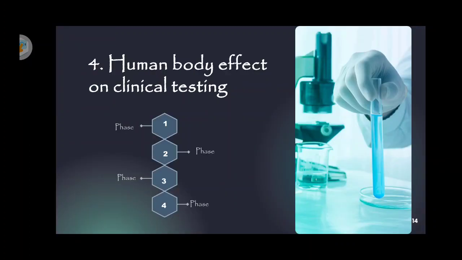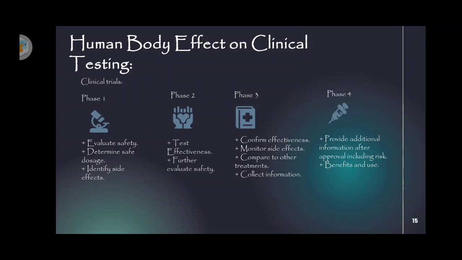The next thing is the human body effect on clinical testing: phase 1, phase 2, phase 3, and phase 4. These are the 4 phases. Now if you see each phase individually: in phase 1, evaluate safety, determine safe doses, identify side effects. In phase 2, test effectiveness and further evaluate safety. In phase 3, confirm effectiveness, monitor side effects, compare to other treatments, and collect information. In phase 4, provide additional information after approval, including risks, benefits, and use. In each phase, we do certain things for the human body effect on clinical testing.